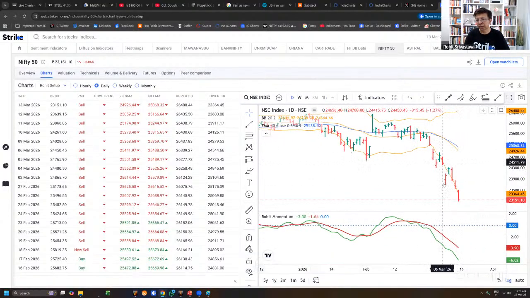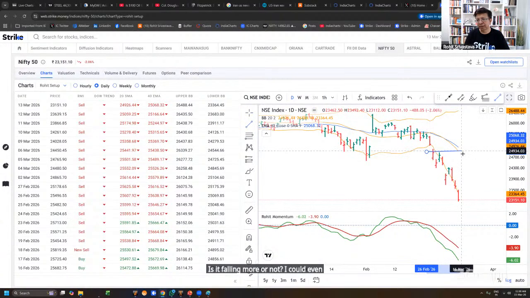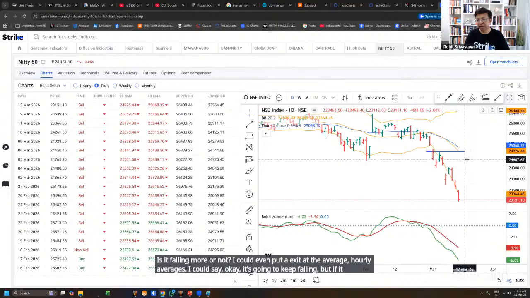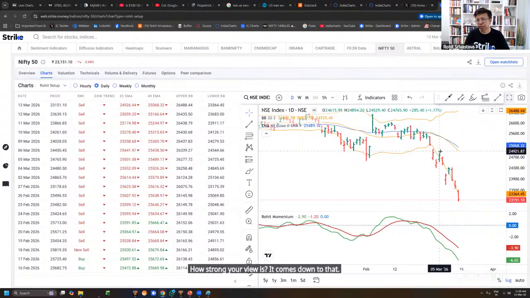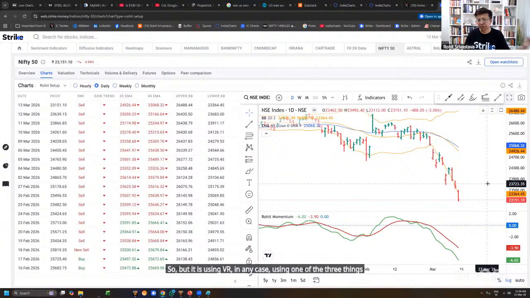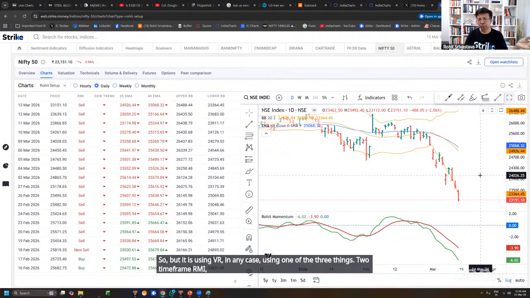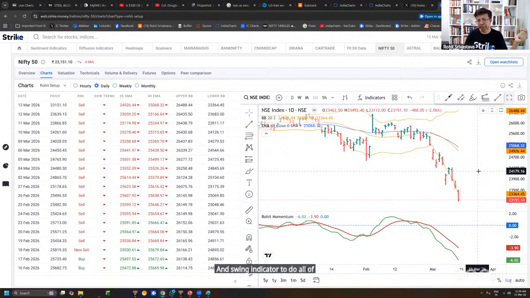That is where getting out and getting in on options becomes a critical factor, making that judgment: is it falling more or not? I could even put an exit at the hourly averages. I could say, okay, it's going to keep falling, but if it crosses the hourly averages, I will get out. How strong your view is, it comes down to that. But in any case, we are using one of the three things: two time frame RMI and the swing indicator to do all of this timing.